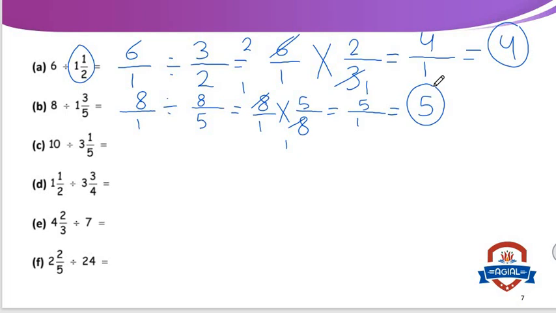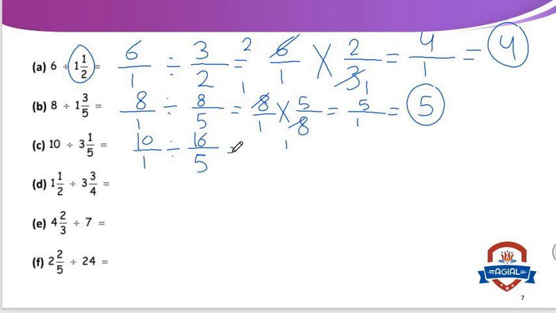Is this easy? Do you understand it well? Okay. 10 divided by 3 and fifths. Again, 10 over 1 divided by 3 and fifths. 3 by 5, 15 plus 1 equals 16 over the same denominator 5.